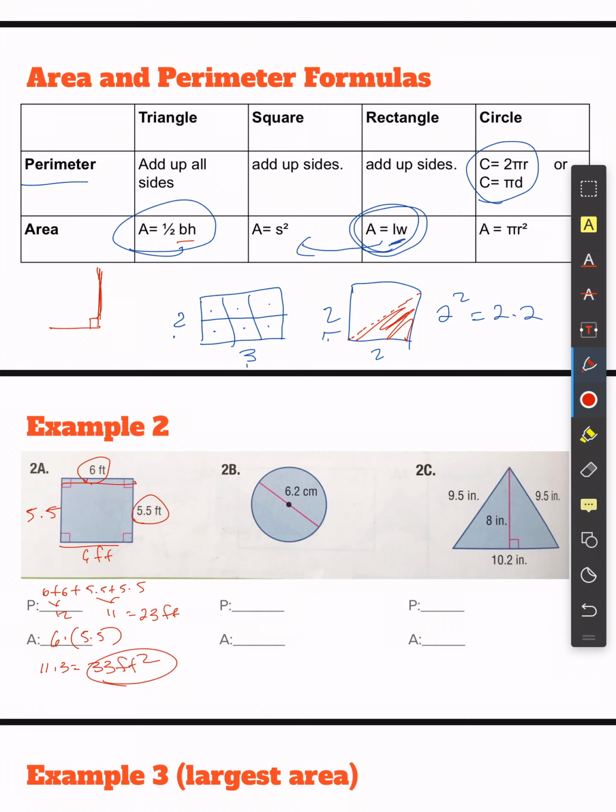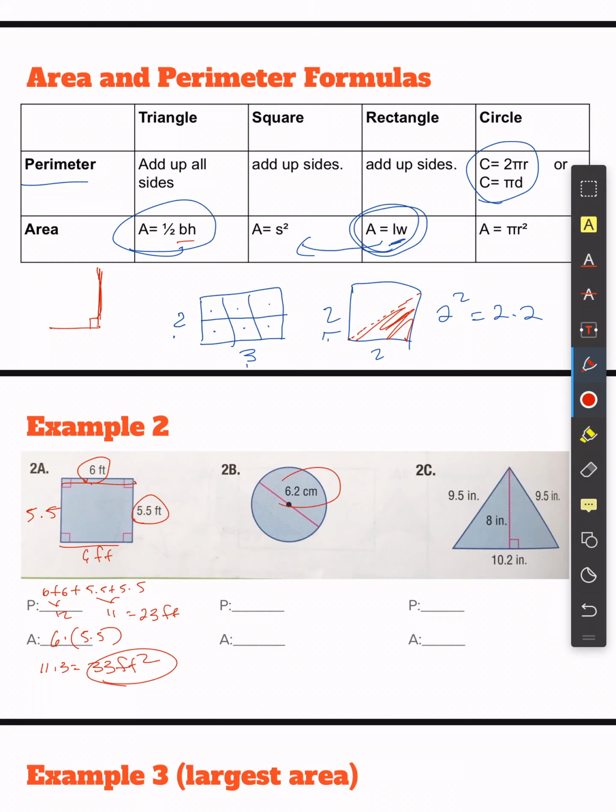Okay. And then let's do 2b, the circle. So for the perimeter of this circle, we have a diameter of 6.2. Diameter is the same as 2 times the radius, right? So it's double the radius. This is all review, I know.